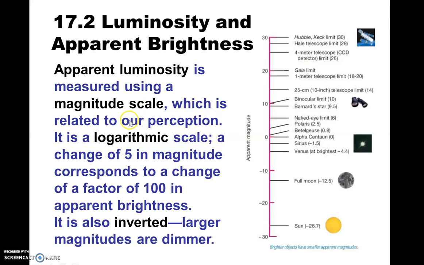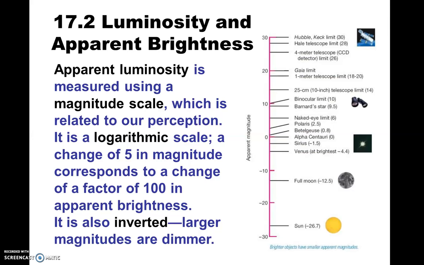And what's important about this, and I think I was hinting at this at the end of the last video, is that the magnitude scale that Hipparchus came up with is actually a logarithmic scale. So the basic idea here is if you went from a 0th magnitude star to a 5th magnitude star, then that actually changes the apparent brightness by 100.